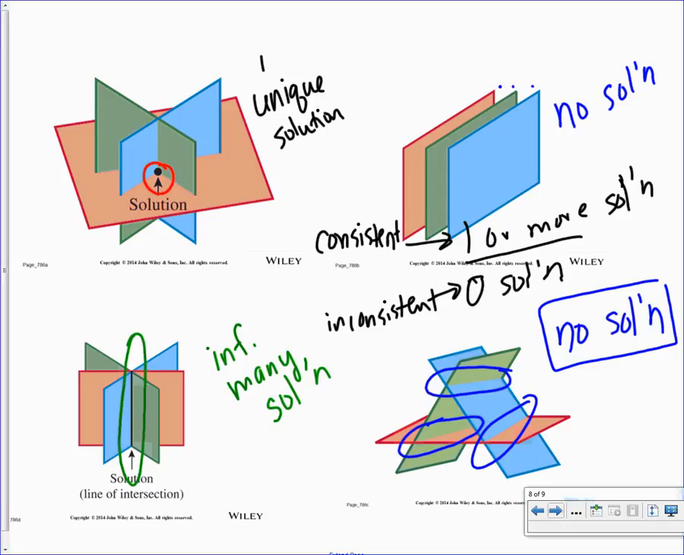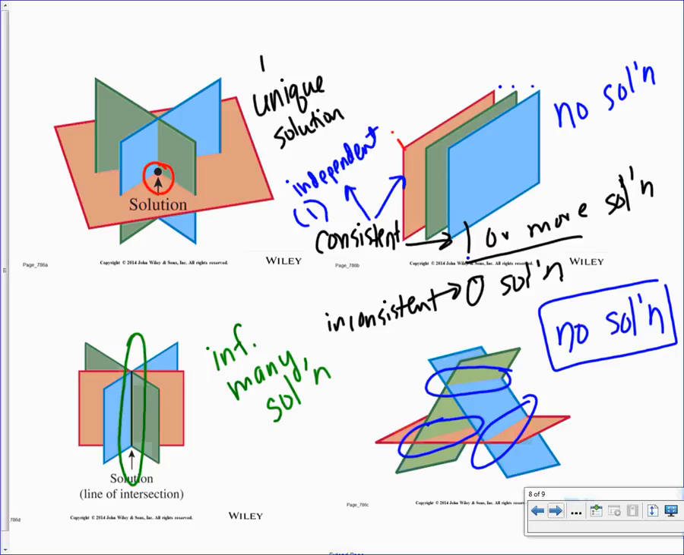Now, there are two types of consistent systems, because it says one or more. If you have exactly one solution, it's called an independent system. That happens when there's just one. And we can see here in a picture, we're never going to have 2 or 3 solutions. Our choices are 1 or infinitely many.